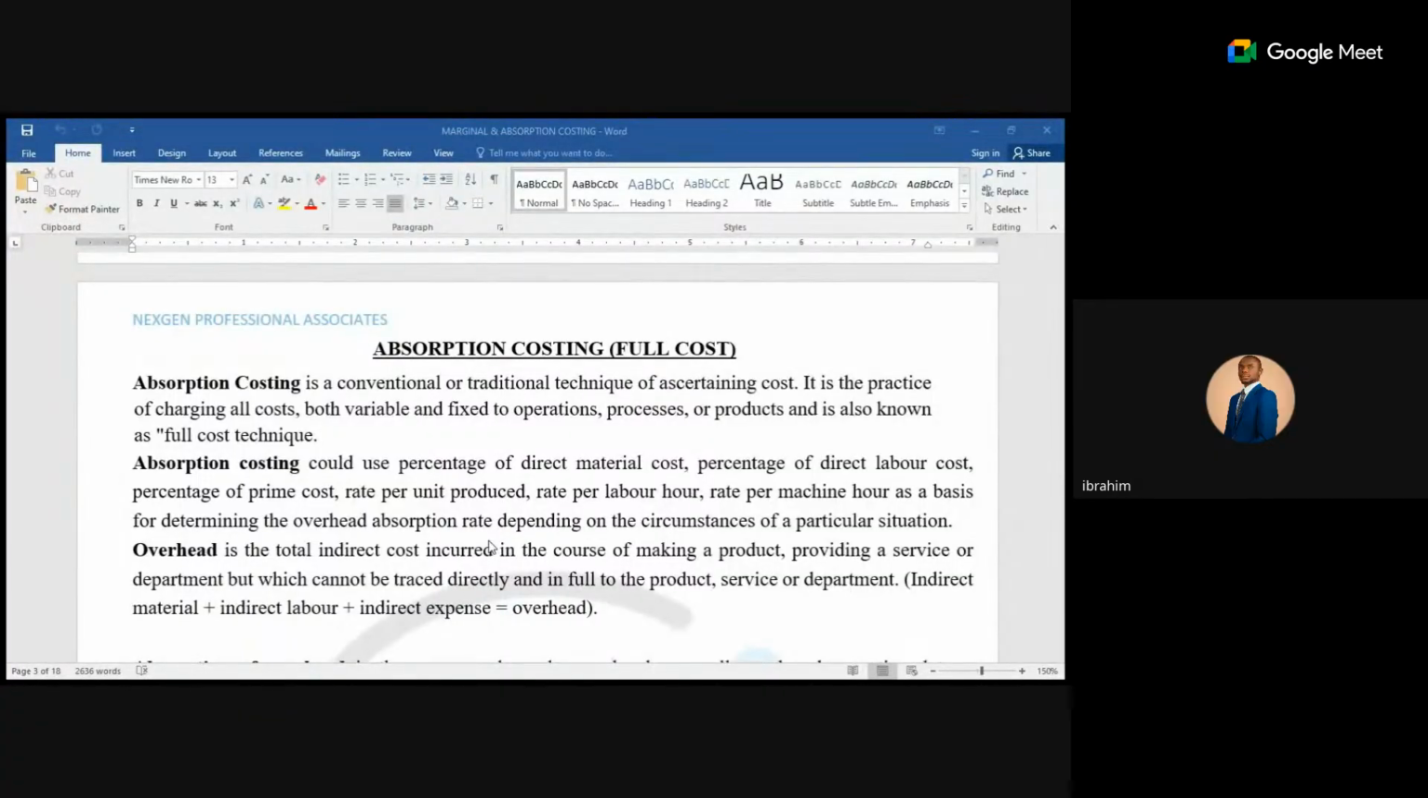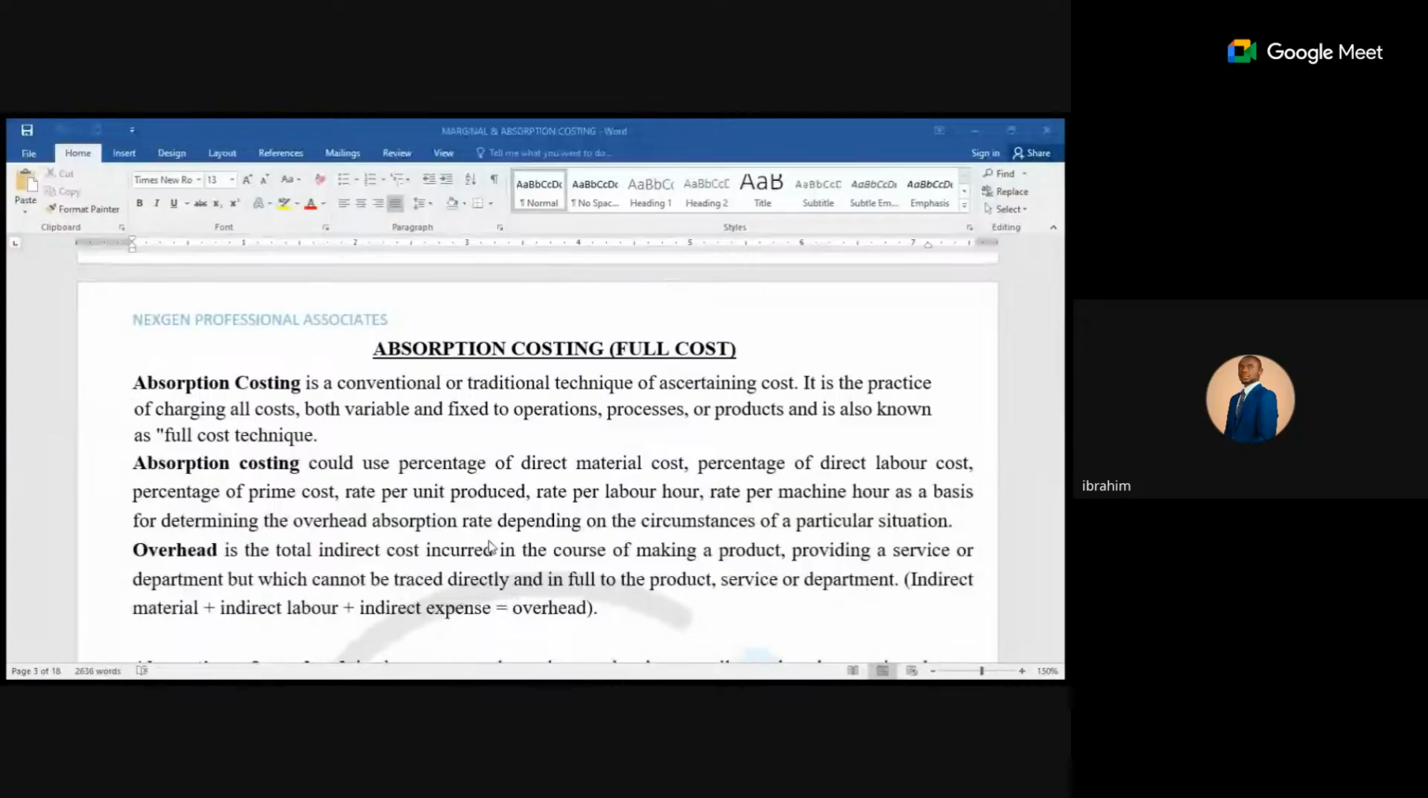An overhead could be absorbed on the basis of machine hours, percentage of direct material, or percentage of direct labor. It depends on what is given to you in the question, class. As we move on, we'll talk more about overhead absorption rates. You can absorb an overhead using different bases, depending on what is given to you in the question.